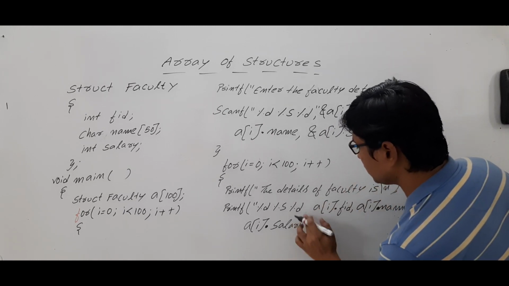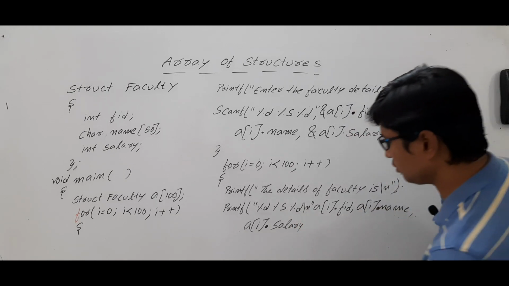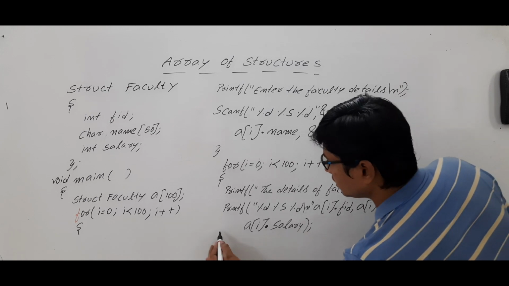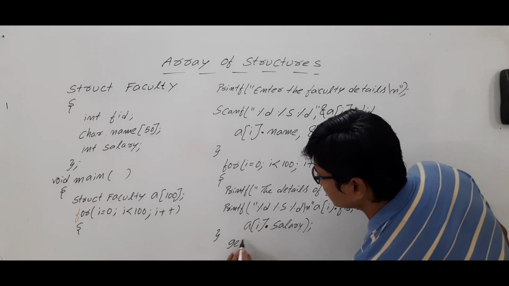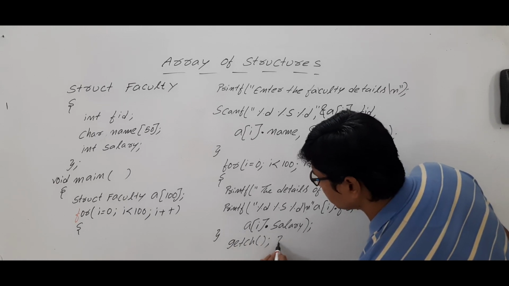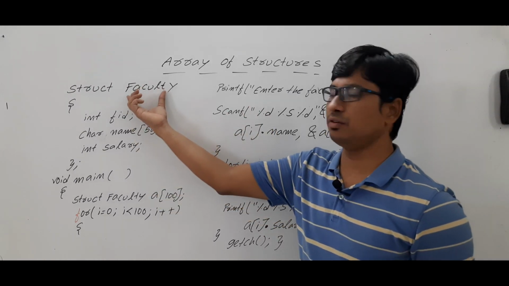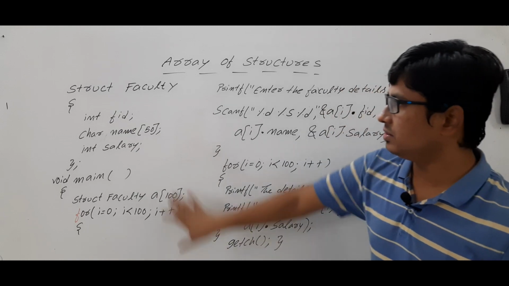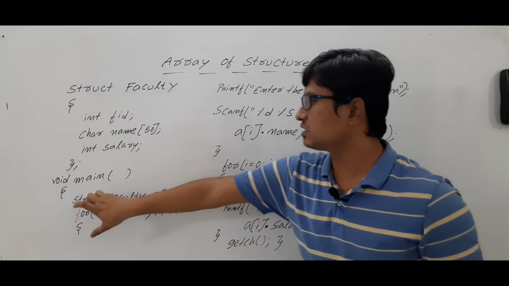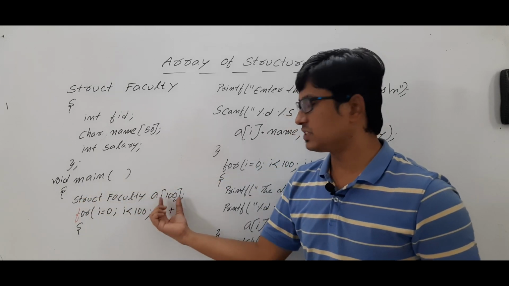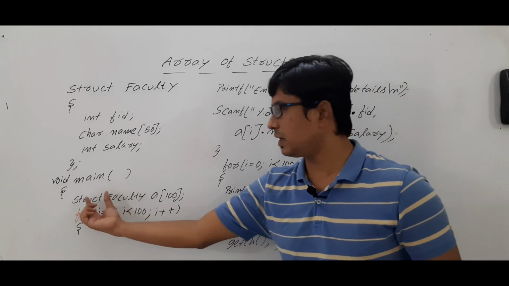After printing everything, you can write a \n. So one faculty's details it will print and it will go to the new line. Close the for loop, write the getch statement and close the main function. So this is a C program consisting of an array of structures of the faculty structure. This is the structure definition. This is the variable declaration of an array A of size 100 and data type is struct faculty, meaning faculty is the data type of the structure.